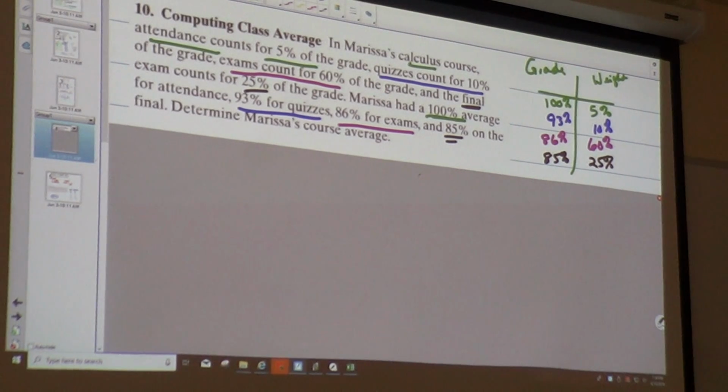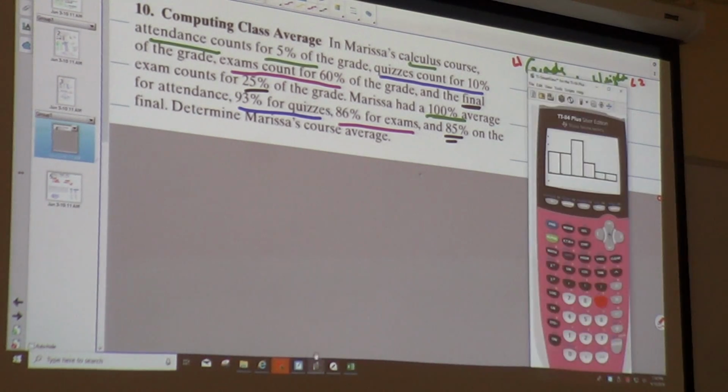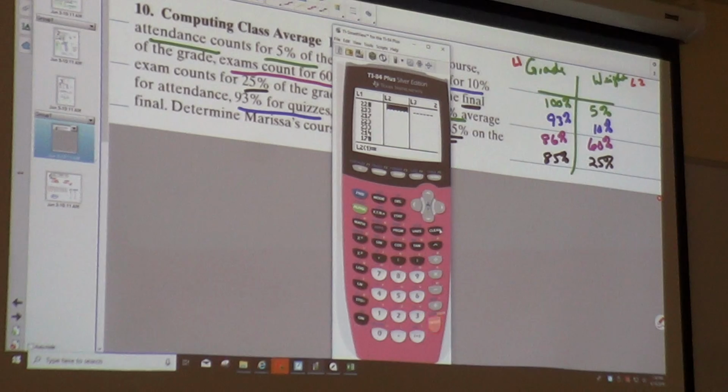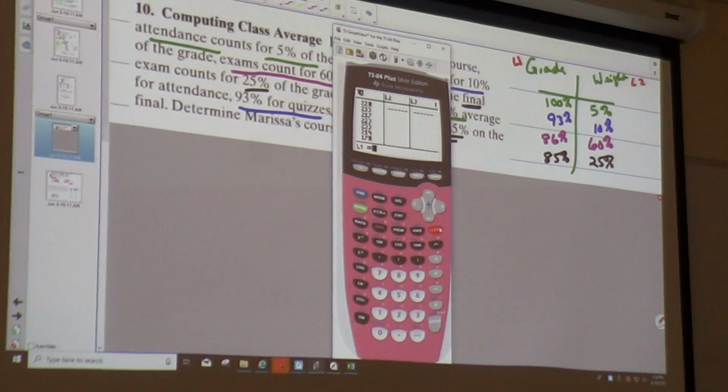This is going to be my L1. This is going to be my L2. So if I come over here to my calculator, I'm going to do stat edit, go to the top, clear, enter, come over, go to the top, clear, enter.